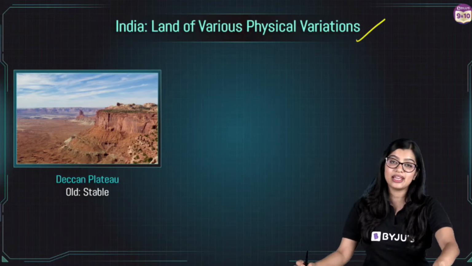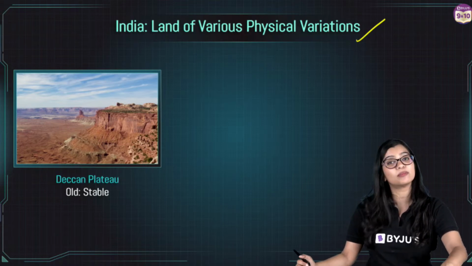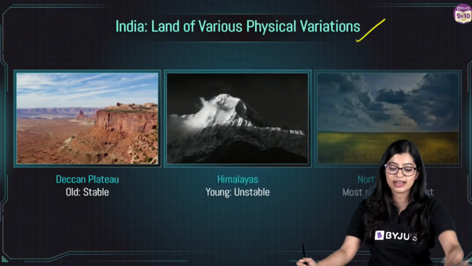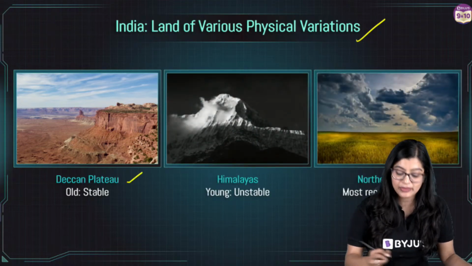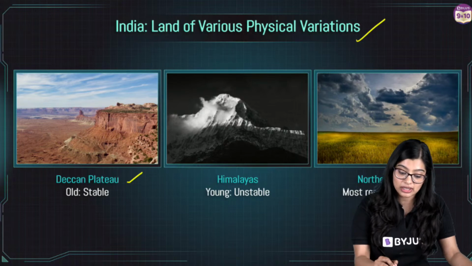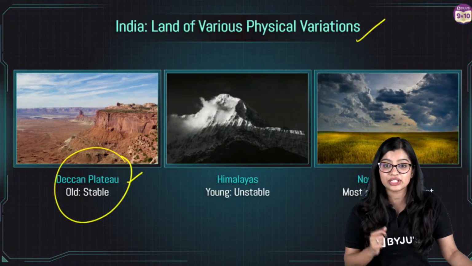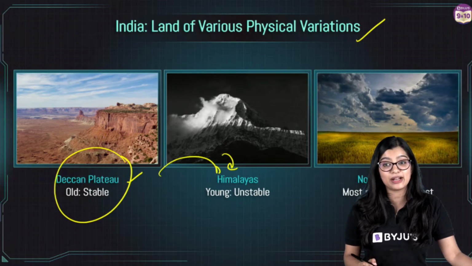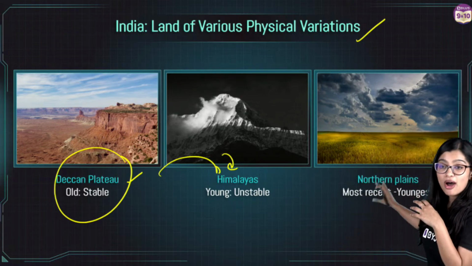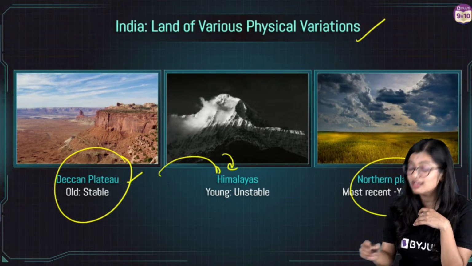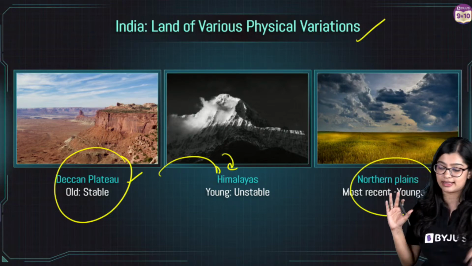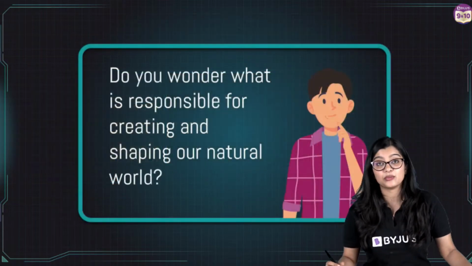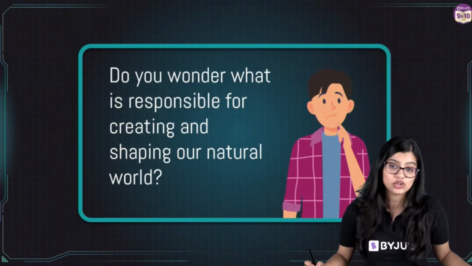Now, India is a very magnificent country. I can never stop telling this. That is because in our country, we have all the way from the Deccan Plateau, which is among the oldest physical and stable features that we see, all the way to the Himalayas, which are young and unstable, and we'll understand why. Followed by which we have the northern plains, which are the youngest. So in all these cases, we see so many different kinds of features.